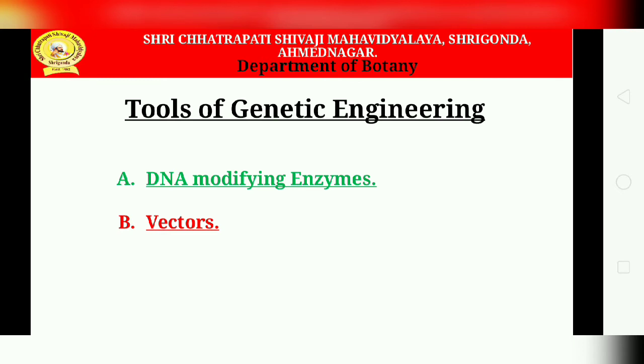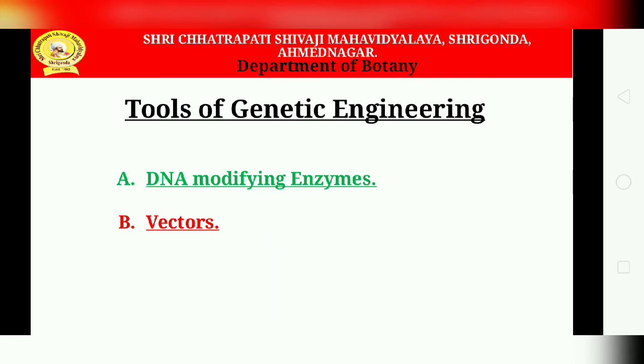And then, what are the tools of genetic engineering? Basically, the biomolecules or enzymes, or special structures of cells or cell organelles, or a specific region or part of a cell required to produce a genetic engineered product are said to be the tools of genetic engineering. There are two types of tools used in genetic engineering: first, the DNA modifying enzymes, and next, the vector.